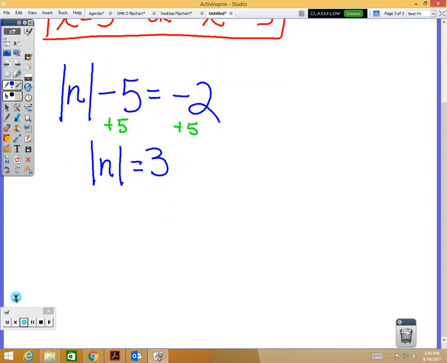Okay, now wait, that's not my answer. My answer does not have any absolute value symbols in it. My answer would just have n equals 3 or n equals -3. Just coincidence that it's a 3 and -3 again.